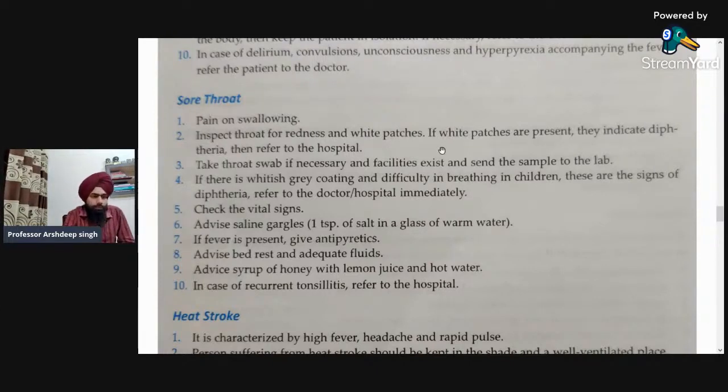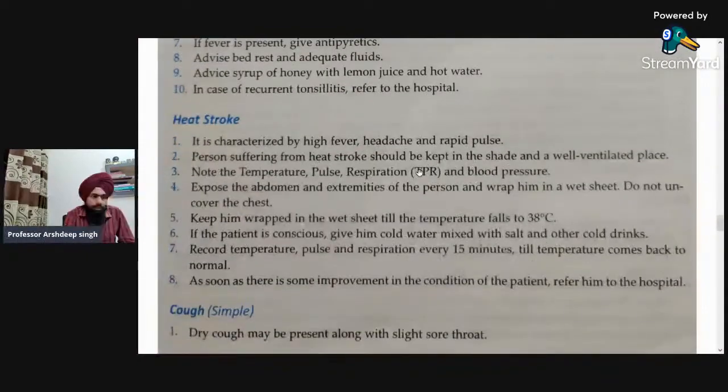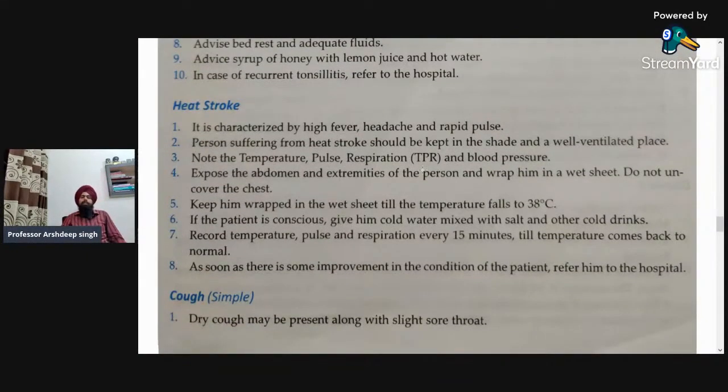Next is the heat stroke. So what is heat stroke? It is caused by excessive sunlight, excessive heat or humidity. A stroke can affect the body in physical ways. It is characterized by high fever, headache, and rapid pulse. These are the symptoms of heat stroke.